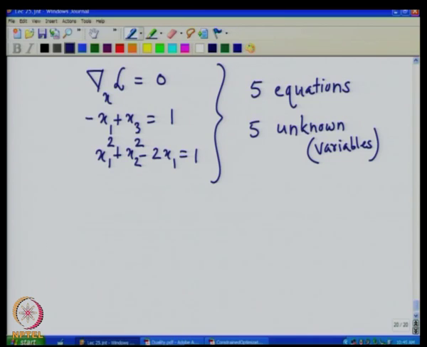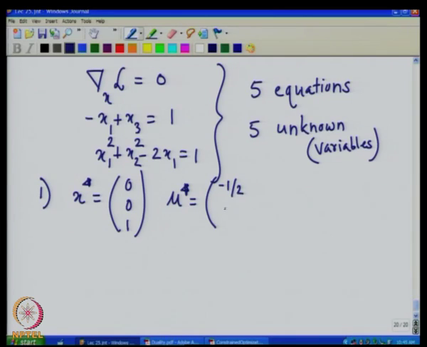So, we have 5 equations in 5 variables, and you can check that one solution of this is x star to be (0, 0, 1) and mu star to be (-1/2, 1/4). So, both the constraints are active at this point, and one can write down the KKT conditions for this.